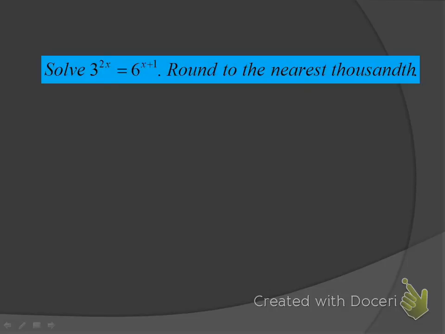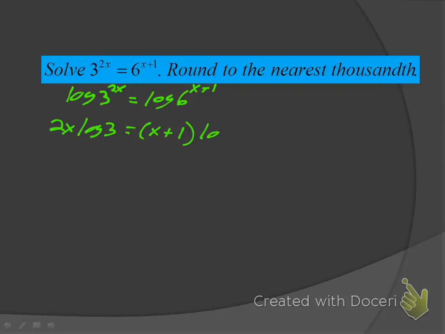So we're going to take log of both sides. So log of 3 to the 2x equals log of 6 to the x plus 1. We're going to bring the exponents down. So 2x log 3 equals x plus 1 log of 6. Okay, we're going to distribute the log of 6 through. Hopefully you got that one right.